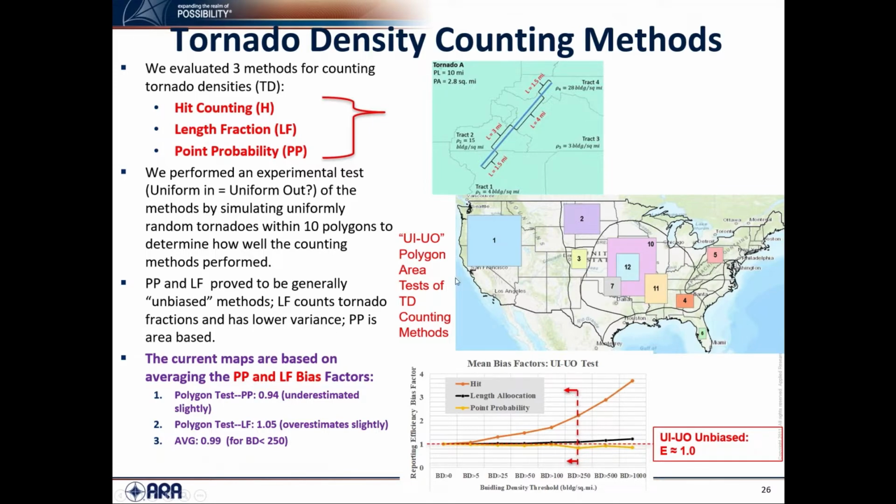And then with this uniform in, uniform out testing, we asked what the bias is for these different fraction counting methods. The bottom right picture here shows that if you just count hits, you end up overcounting, as you can imagine, because the same tornado goes into 4 different census tracts.